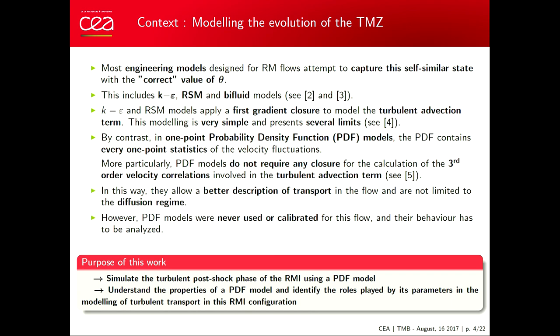By contrast, the one-point probability density function models, or PDF models, which are based on the calculation of the PDF of the velocity fluctuations, contain every one-point statistic of the velocity fluctuation. That's why, more particularly, they do not require any closure for the calculation of the third-order velocity correlations, which are involved in the turbulent advection term. In this way, they allow a better description of the transport in the flow, and they are not limited to the diffusion regime, as is the case for the K epsilon and the Reynolds stress models. However, these PDF models were never used or calibrated for Richtmyer-Meshkov flows, and their behavior has to be analyzed. This is the purpose of this work.